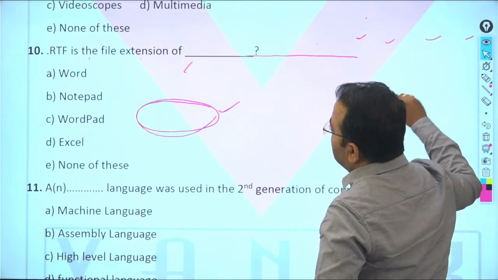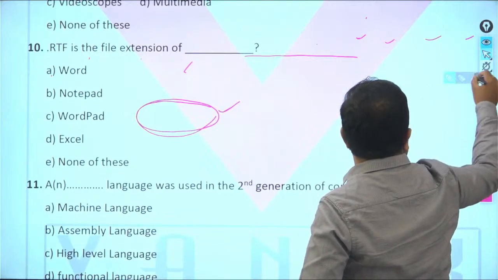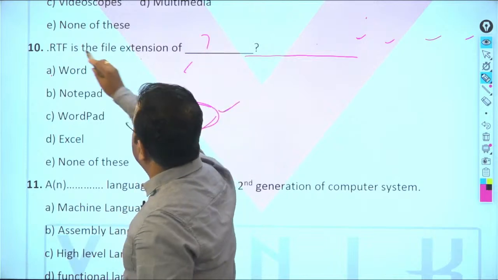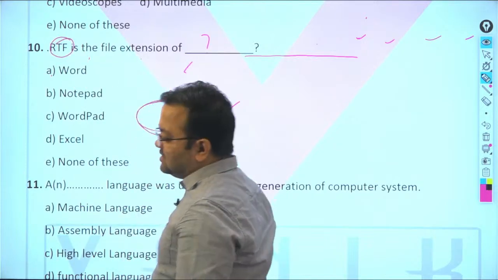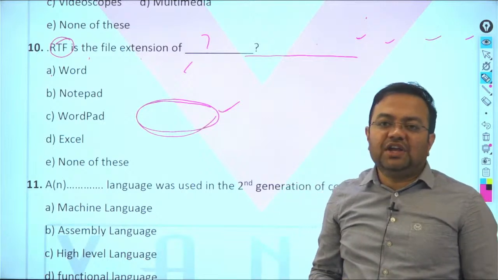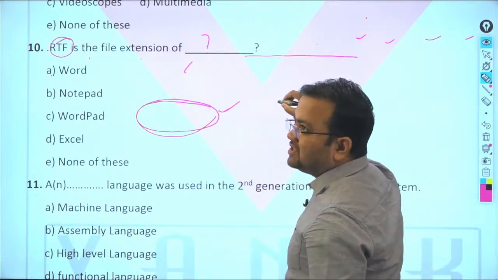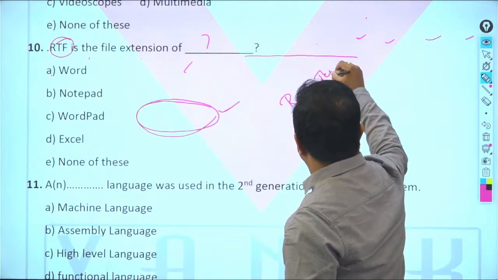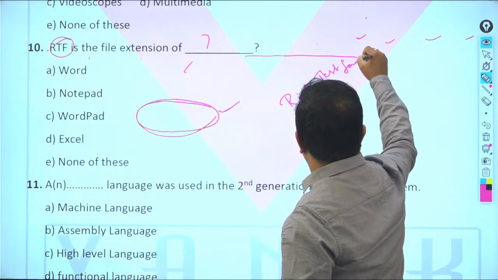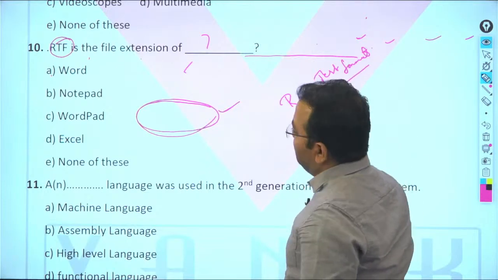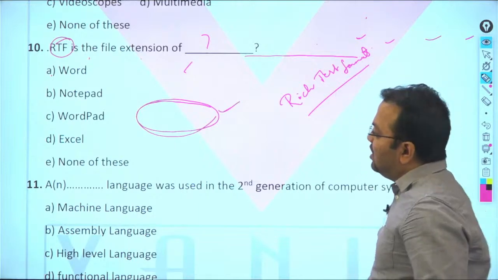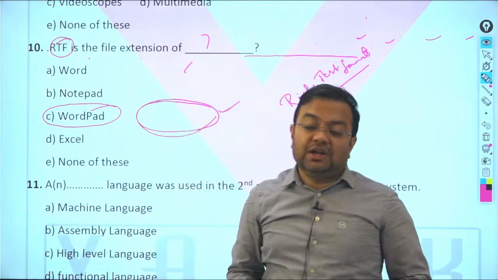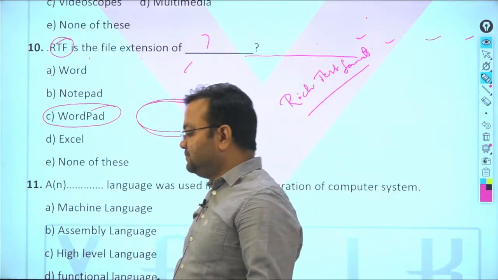So in question number 10, it has asked, RTF is the file extension of dash. So students remember, RTF stands for Rich Text Format, and this is the extension of WordPad. So students remember that .rtf is the file extension of WordPad.